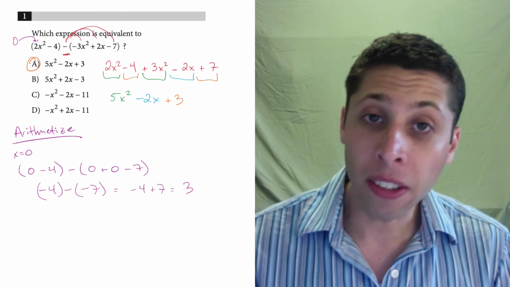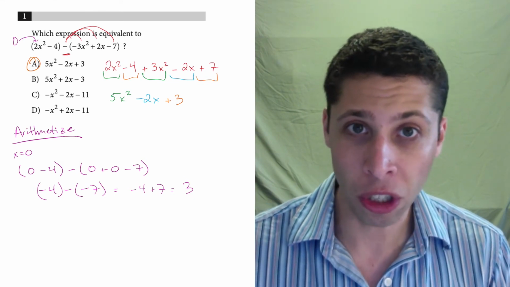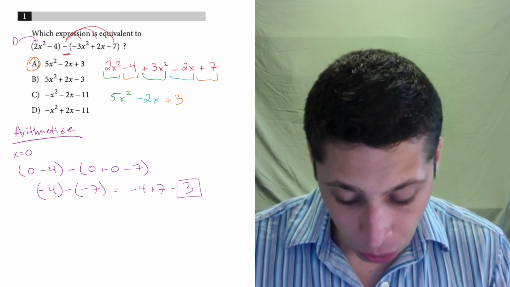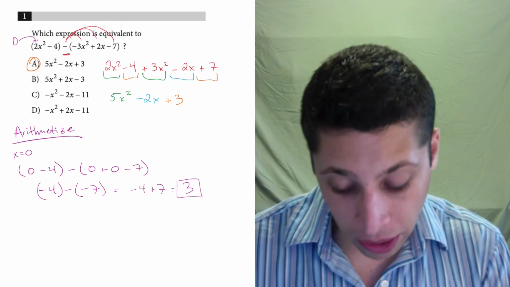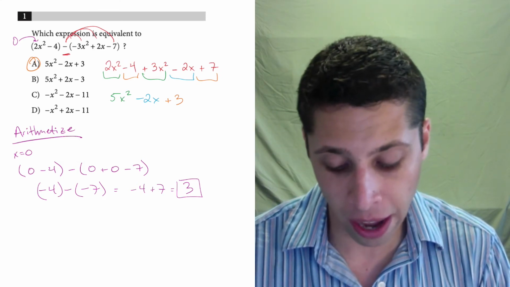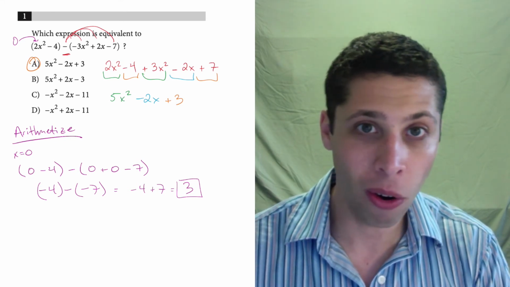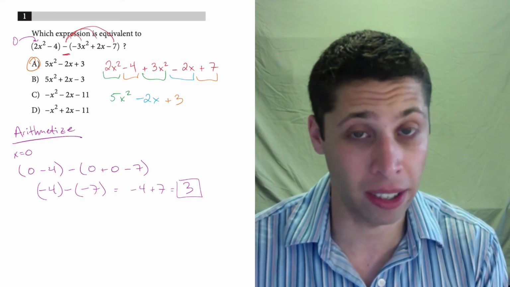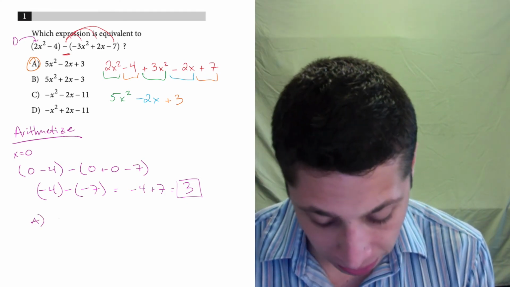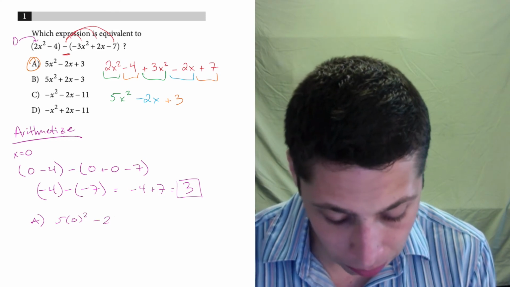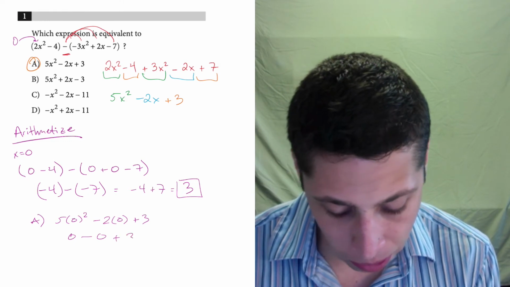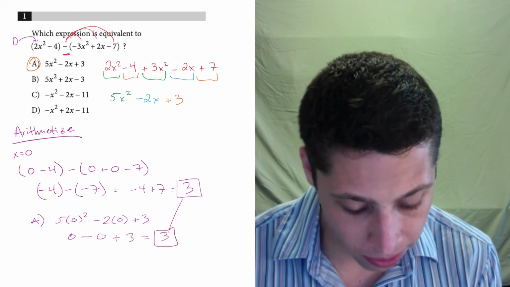And then when we plug 0 into all of our answer choices, we're supposed to also get 3. That's our magic number. So if we did that, this is very quick. We can just see that the first two terms for all the answer choices would just cancel out, because if we made x 0, anything that's attached to an x is going to go away. So right away we see choice A is going to be 5 times 0 squared minus 2 times 0 plus 3. 0 minus 0 plus 3 is 3, the same number.